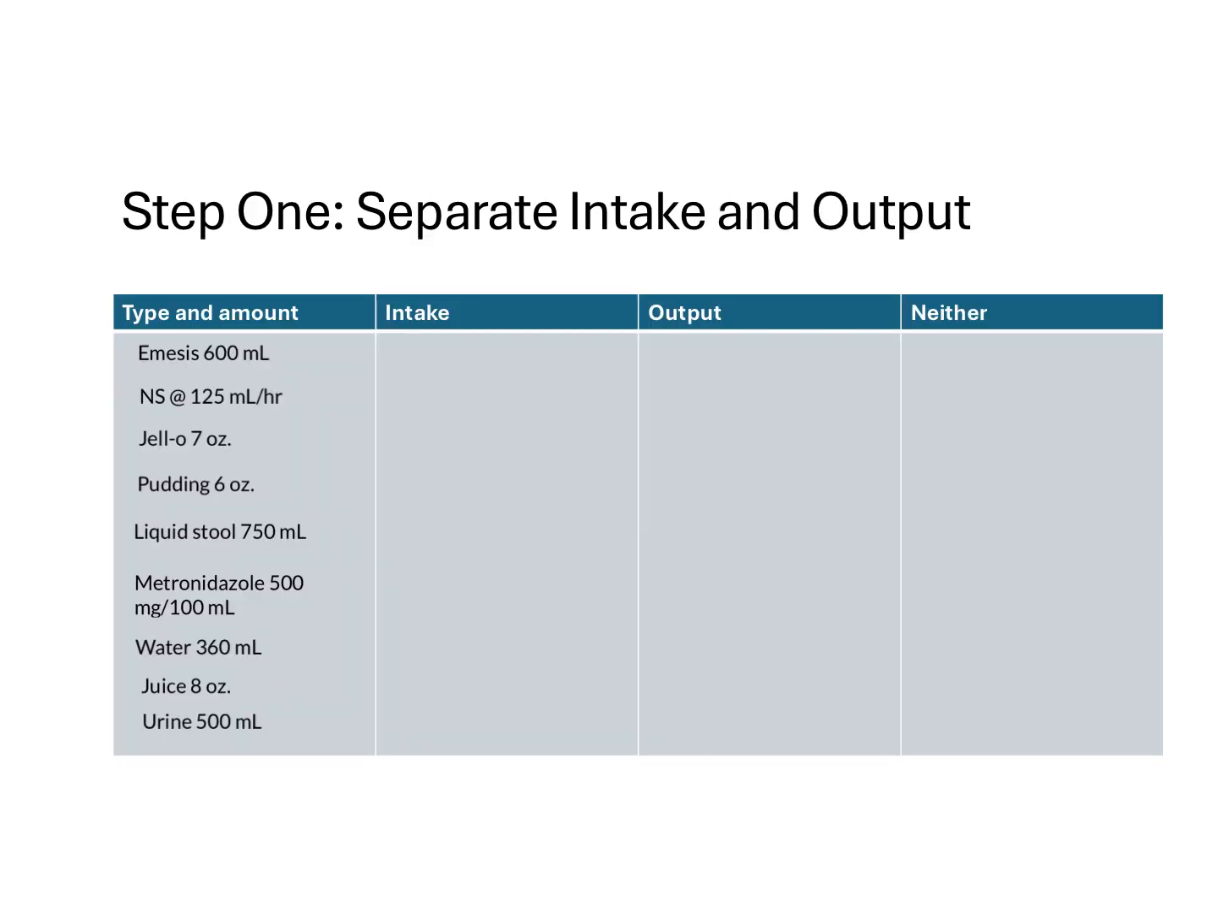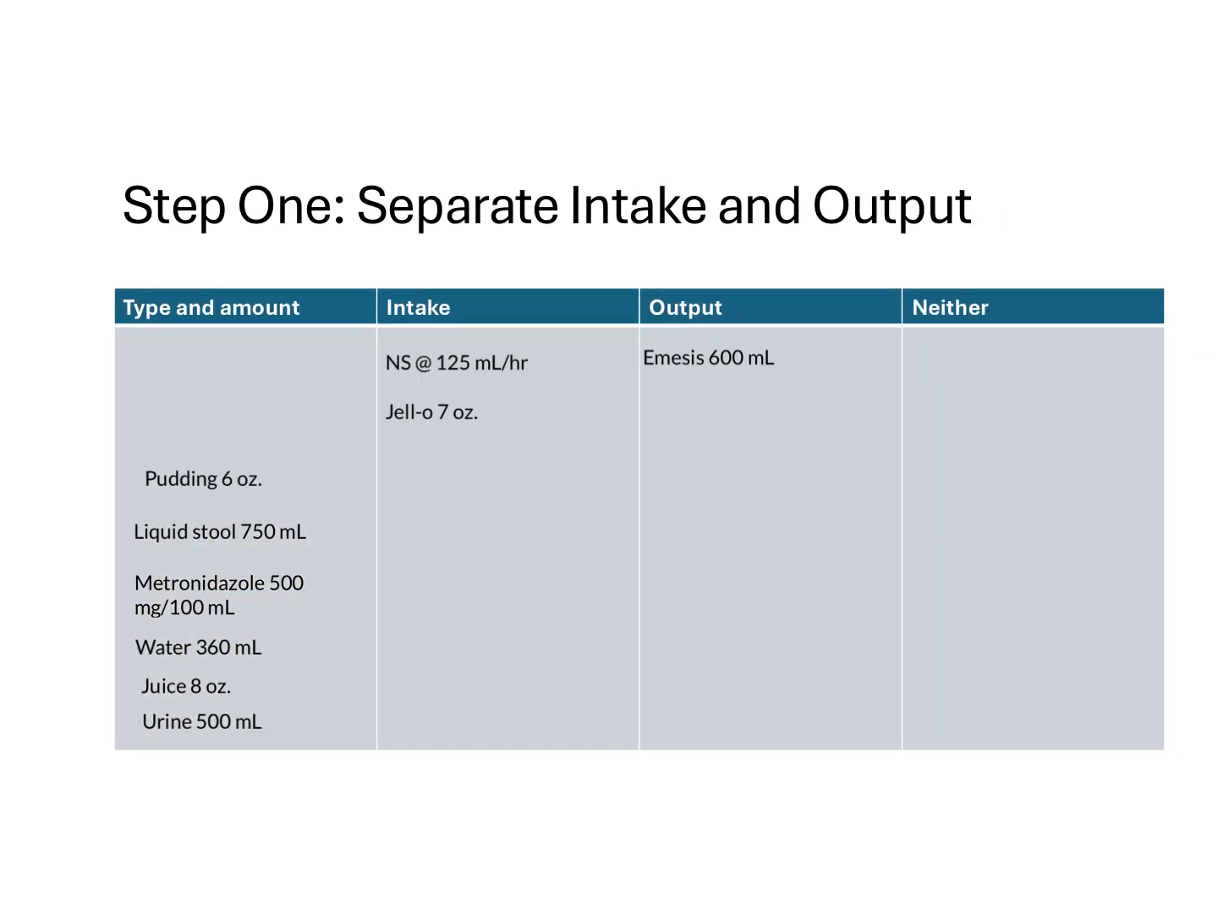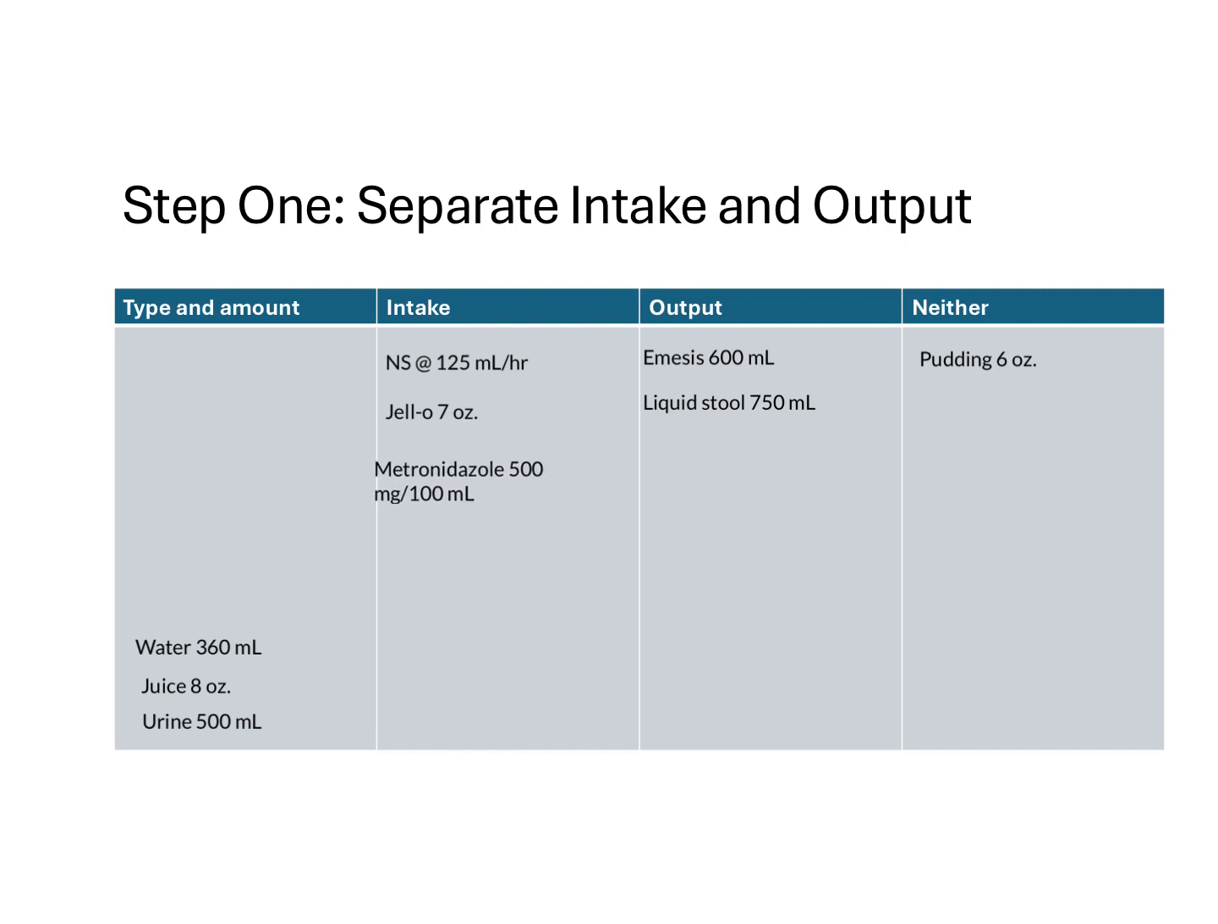So to make it nice and clear and to make sure we don't miss anything, I'm going to separate things into intake and output. I'm going to drag and drop. So emesis is going to be output. Normal saline at 125 an hour is intake. That's our IV fluid. Jello becomes liquid at room temperature, so that's going to be intake. Pudding does not become liquid at room temperature, so that's going to be neither. I'm not going to count that. Liquid stool is output. Metronidazole, that's an IV antibiotic, is going to go into intake. Water is intake. Juice is intake. And then urine output for the shift.